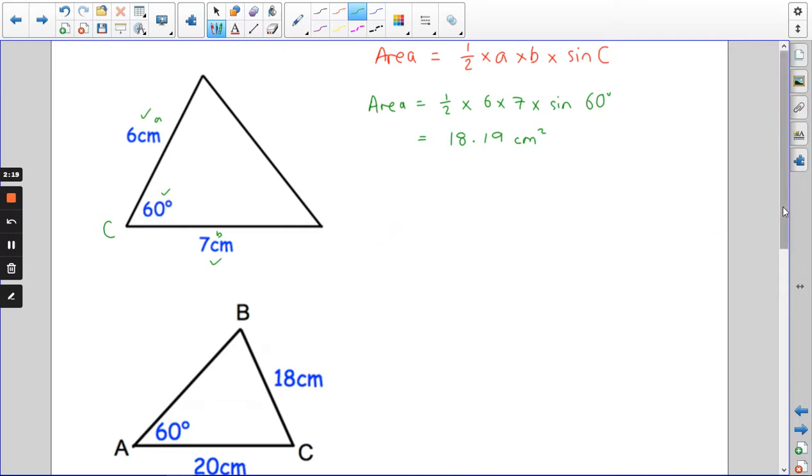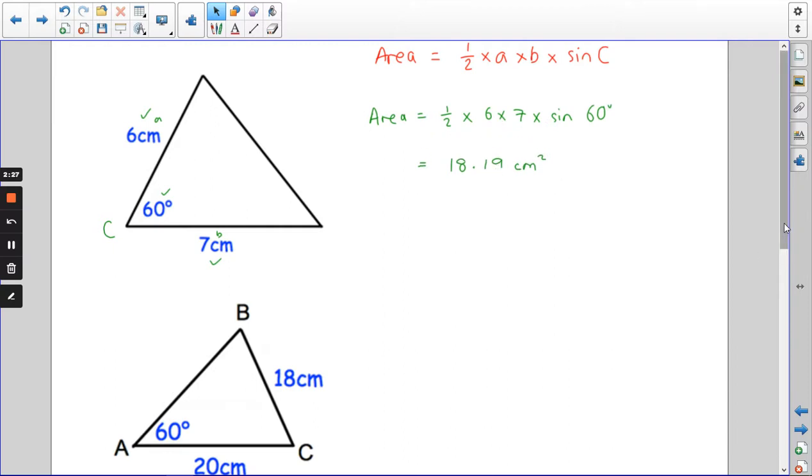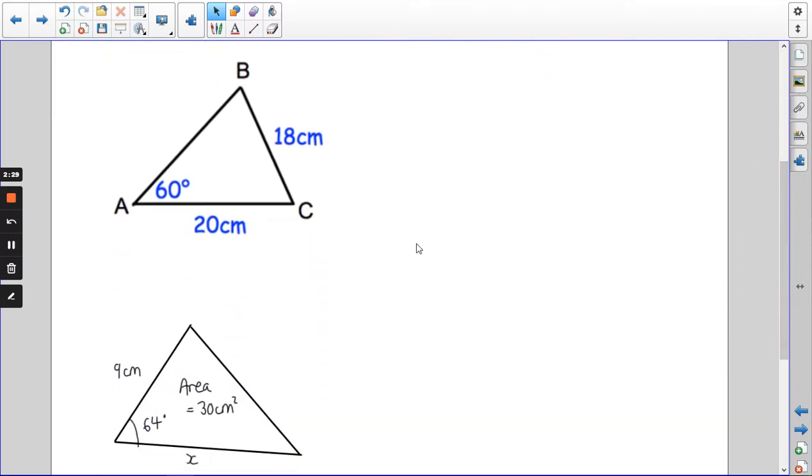Have a look at this next one. Draw it, have a look at it, and see if you can tell what's different before I give it away. This time we've got two sides, but we don't have the included angle. So we're going to need to figure out the size of this angle here before we can find the area. So how can we do that? Well, I've got a pair, and anytime you've got a pair, that should tell you that we're going to be using the sine rule.